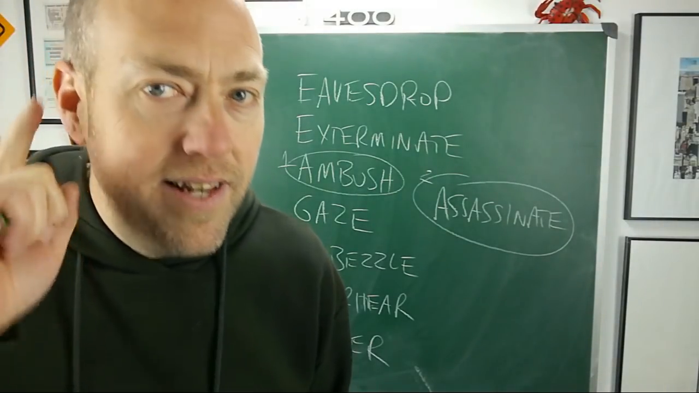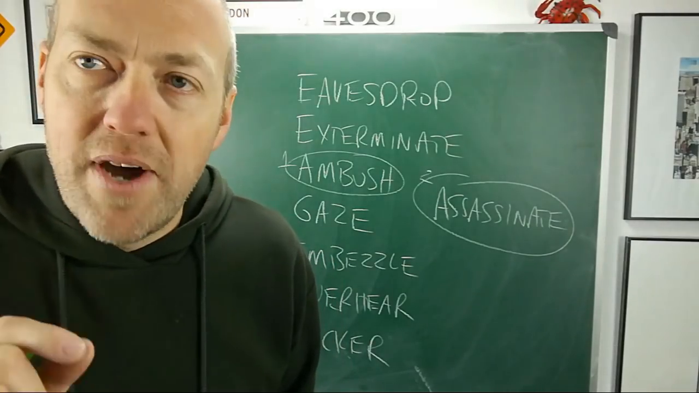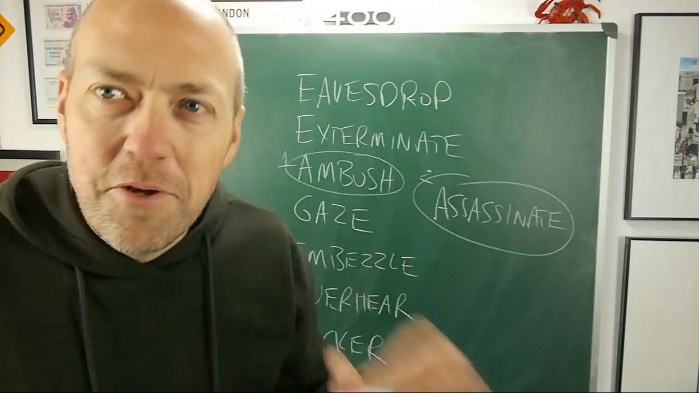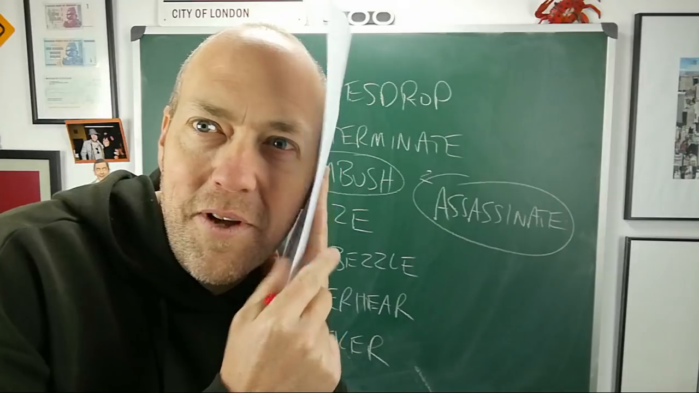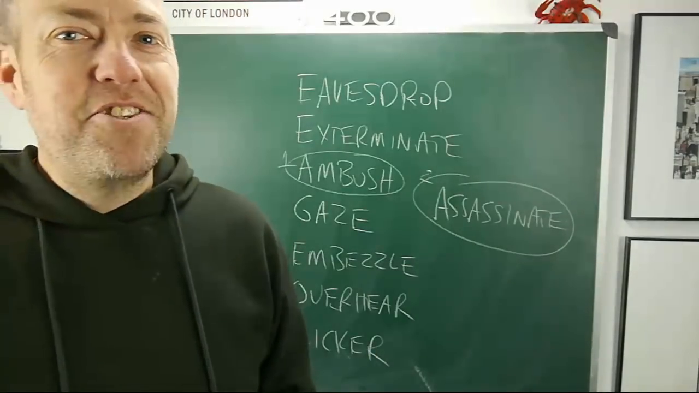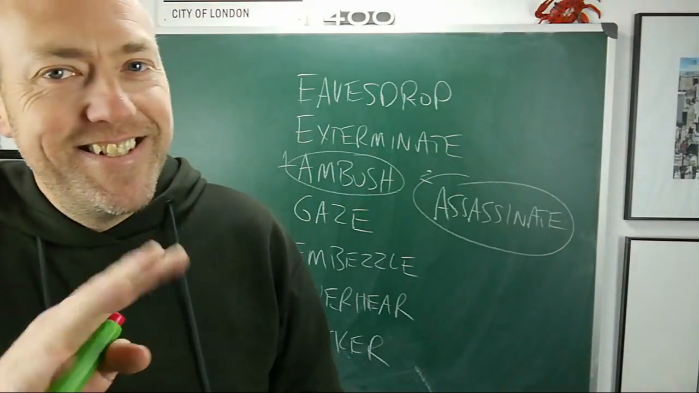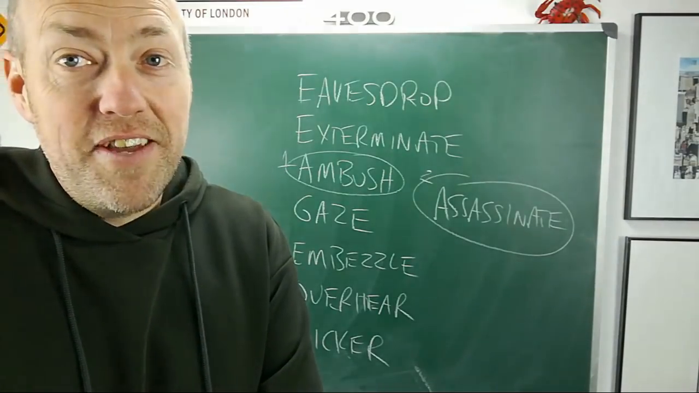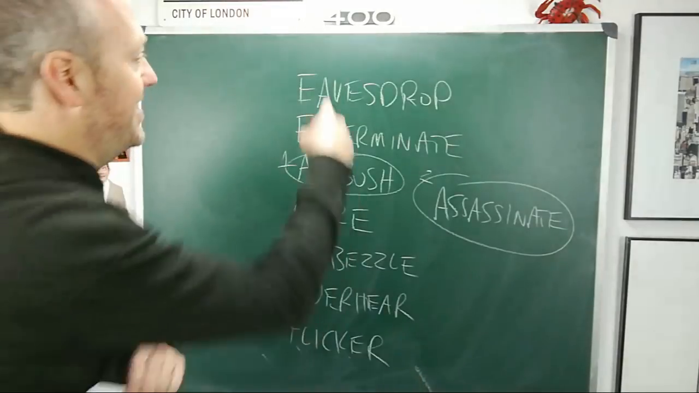Okay, number 3. To listen secretly to a private conversation. So maybe you have your ear on the wall. What are they saying? I can hear. Okay, so here we have 50-50. So the correct definition, the correct word is this one.